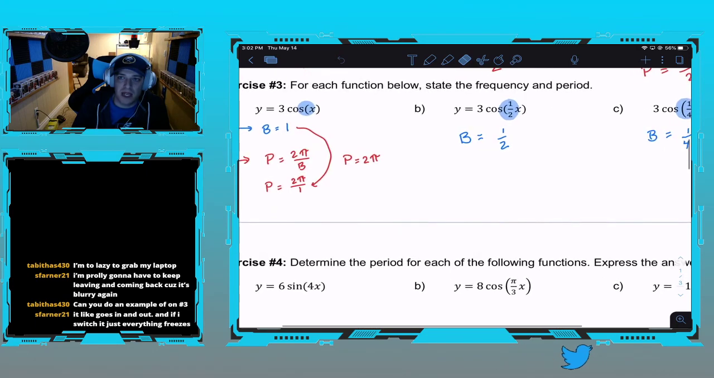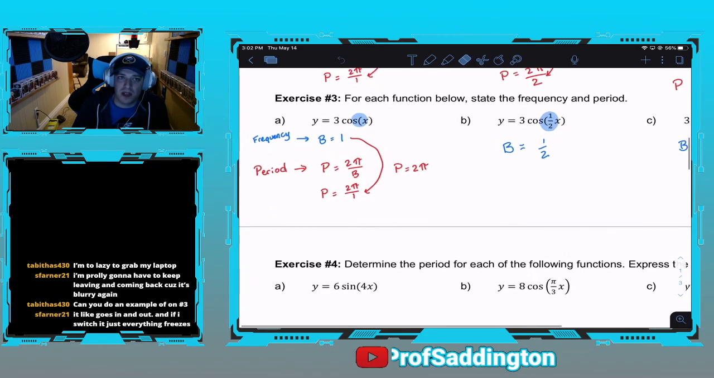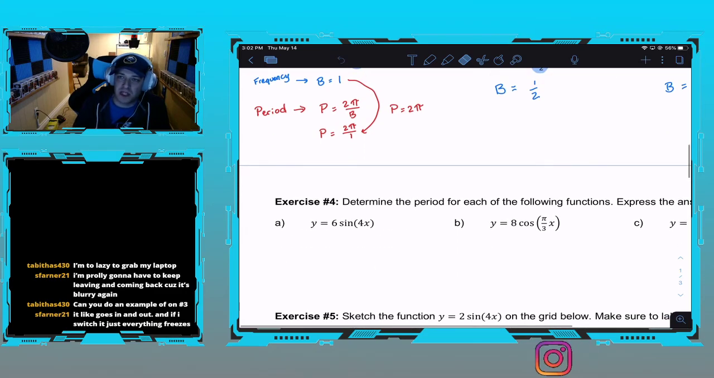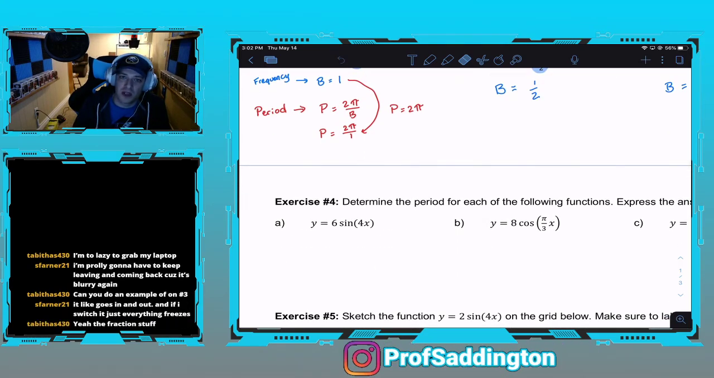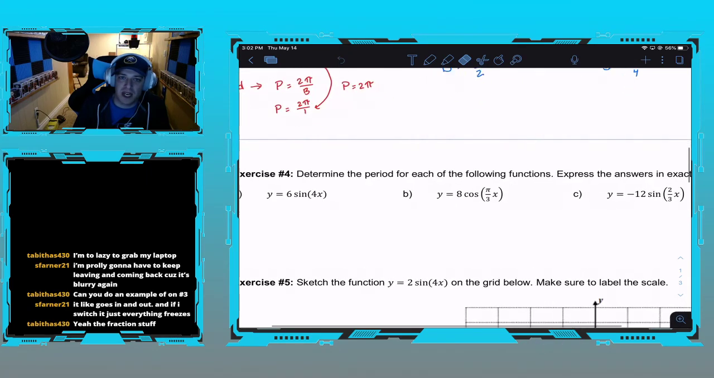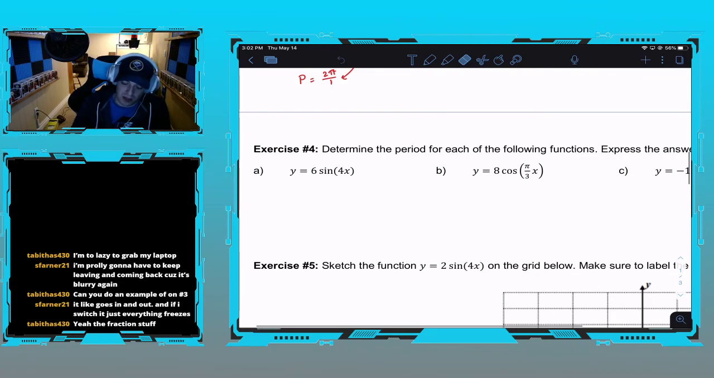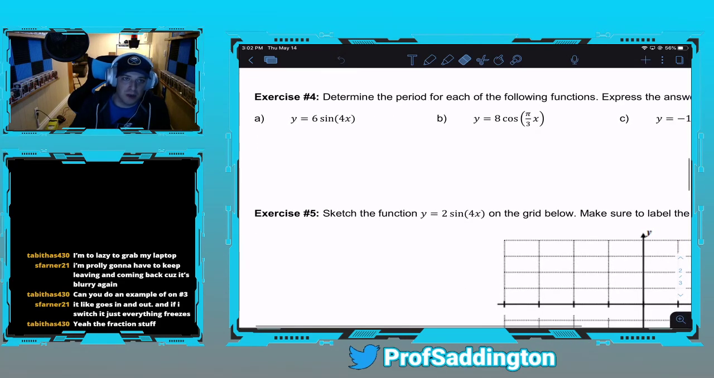As far as your question, Tabitha, if you're talking about exercise number 3 from the previous page, that's what I'm about to be doing again here in example number 4. I'm going to do some with the fractions, but I'm going to have pi in it and stuff. So I'm going to do 4a.